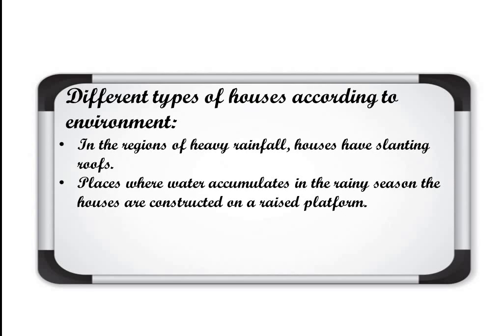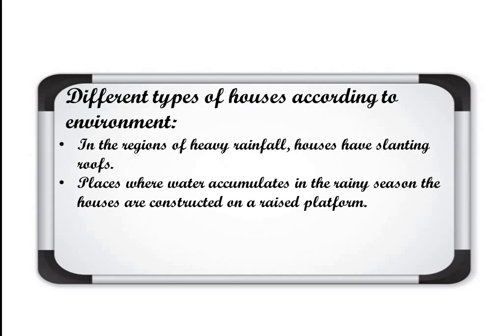Then the second example, places where water accumulates in the rainy season. The houses are constructed on raised platforms. In the areas that remain filled with water in the rainy season, the houses are constructed on raised platforms, or we can say stilt houses. Those are built on poles.